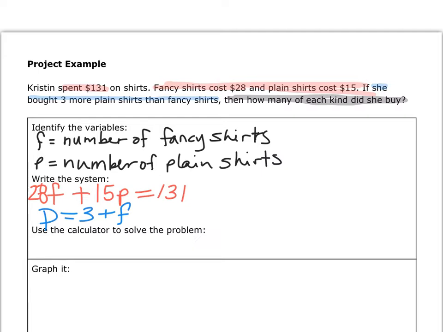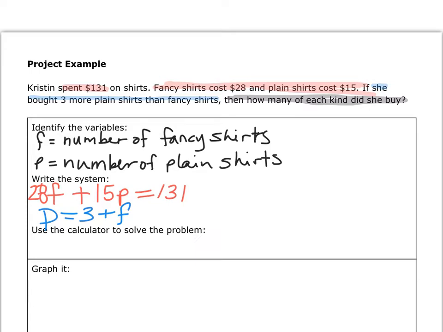All right. So my first equation says 28f plus 15p equals 131. So how am I going to graph that equation in standard form? What do I need to do? Backspace. Delete once and go down to relation. Perfect. So then I'm going to graph 28. Ooh, can I use f?